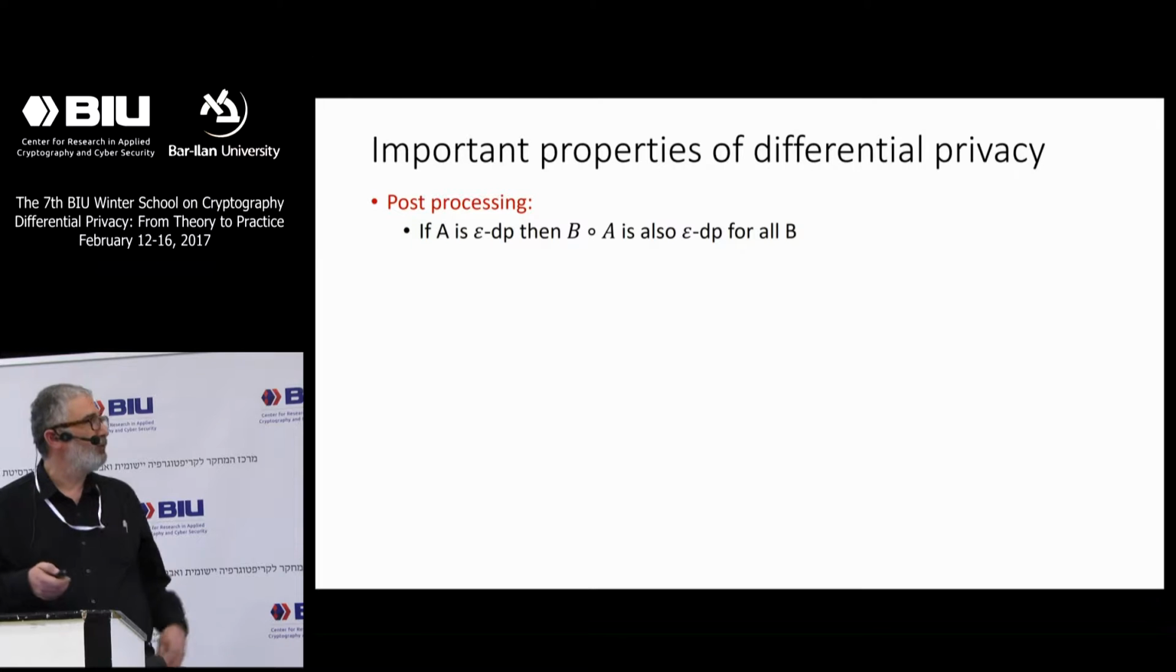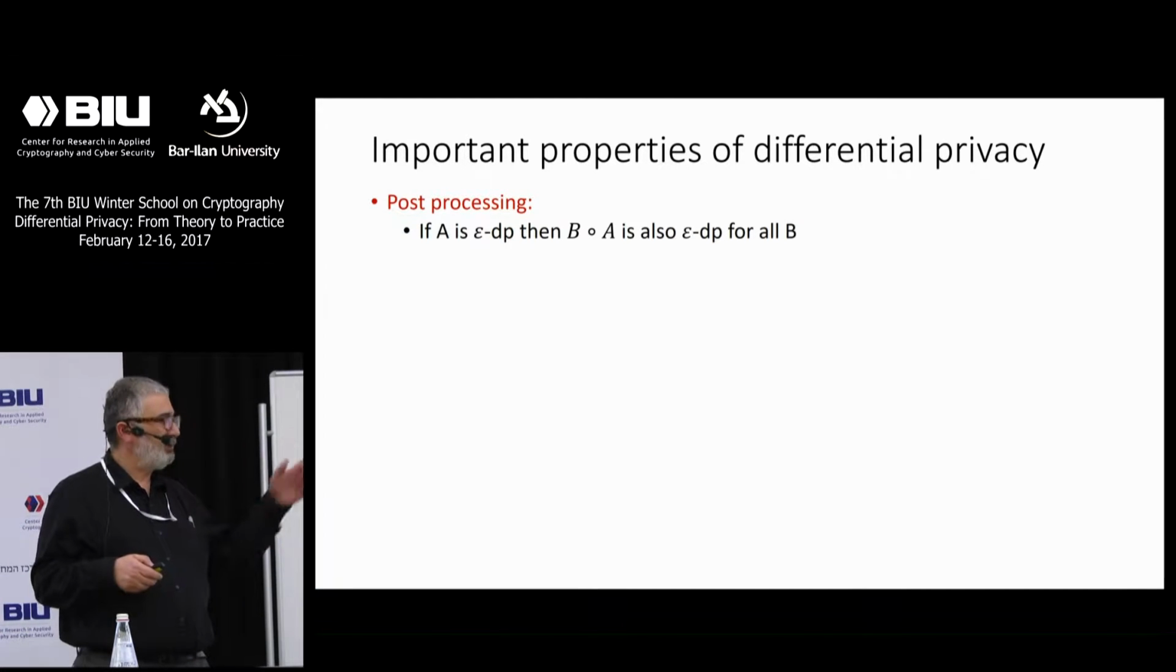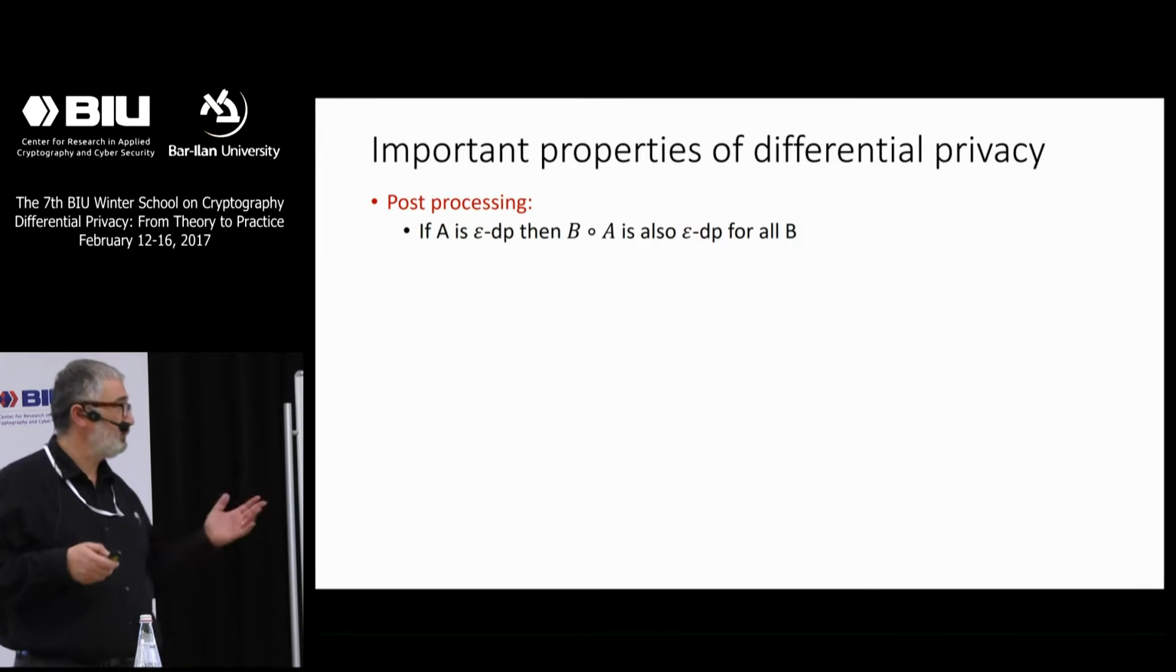Okay, so a few important properties of differential privacy. We already spoke about post-processing. We know that if an algorithm is differentially private, then also if you apply another algorithm on the outcome, this is also differentially private and it preserves the parameters.